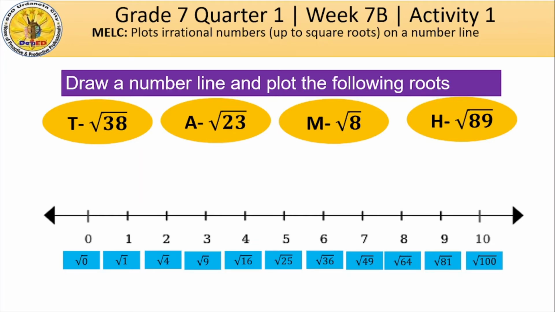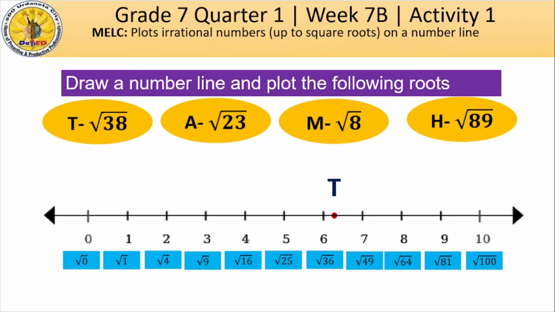So, where does the square root of 38 fall on the number line? We know that the square root of 38 is greater than the square root of 36, but less than the square root of 49. So, it lies between 6 and 7. And as we know, the square root of 38 is closer to the square root of 36 than the square root of 49. So probably it is greater than 6 but less than 6.5. So we plot it here. So this one is our point P.